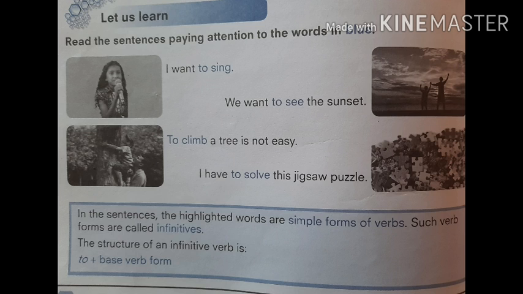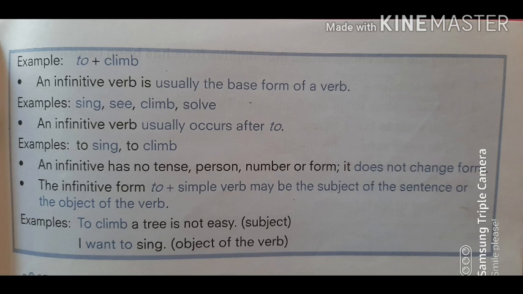In the sentences, the highlighted words are simple forms of verbs. Such verb forms are called infinitives. The structure of an infinitive verb is to plus base verb form. So see one more example of infinitive. Example is to plus climb. So here climb is the verb, and when we add to in front of climb, it becomes the infinitive.